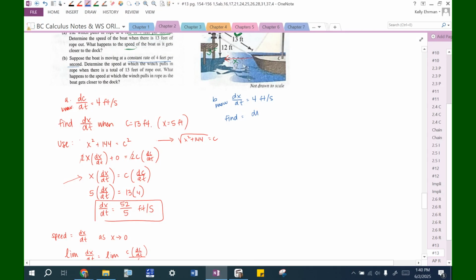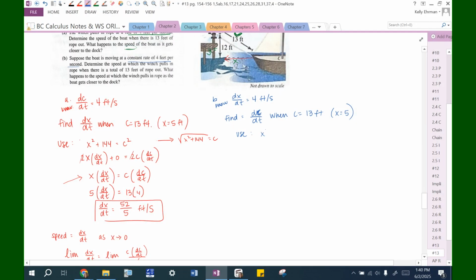So find dc/dt when c is equal to 13 feet. And remember, that's also, if we need it, when x equals 5 feet. And use the same equation.